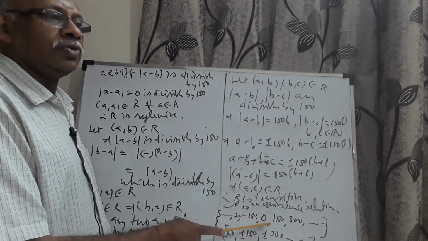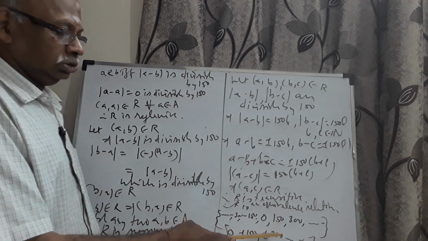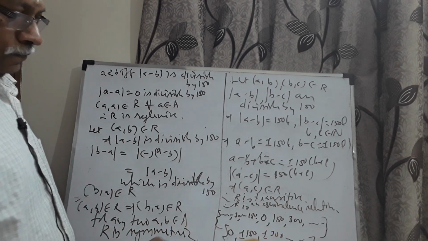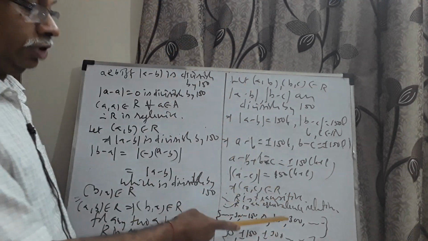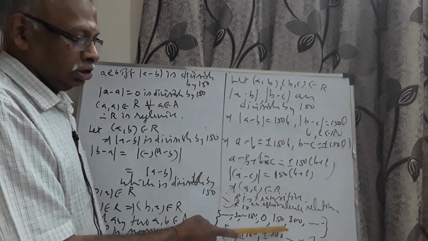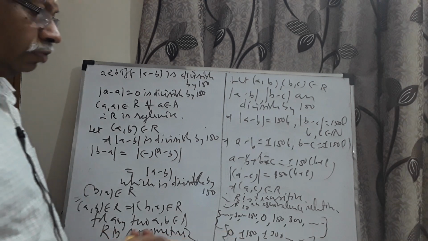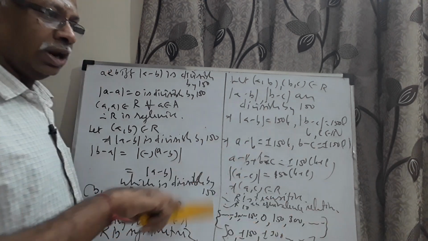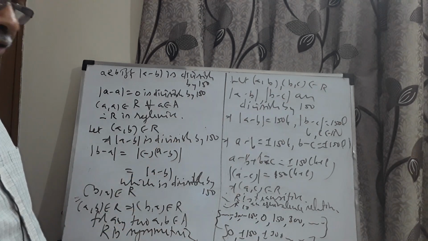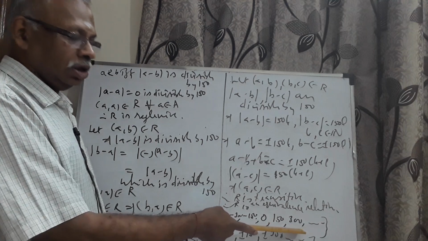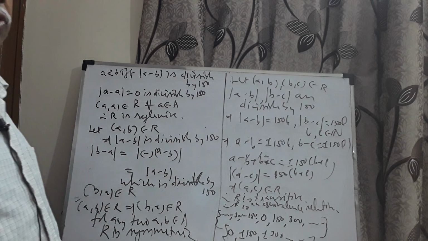There again, mod 1 minus 1 is 0, which is divisible by 150. Mod 1 minus 151, which is 150, or plus 150, whatever it will be, just check. You can very well write, since you are putting modulus, 0 minus 151, or 151 minus 0, either way you can write, it doesn't matter. Similarly here, 1 minus 301 is divisible by 150 and so on.